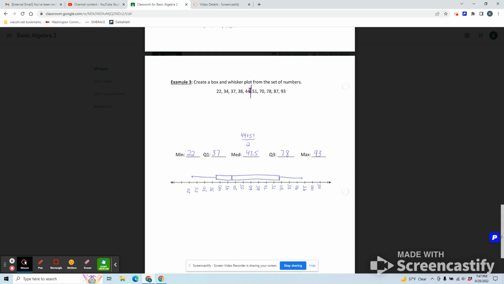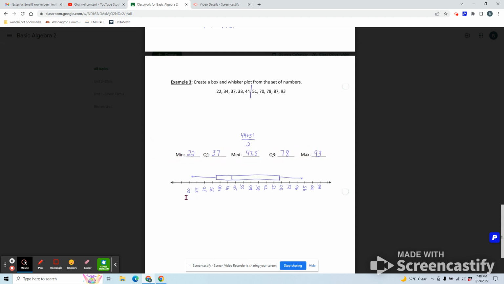So once I have my median, I drew my line in here. Here's my middle number, my median right in between the two. I look at these numbers, and I find the middle number from there, and that's my quartile 1. So 37 is the middle number. Now I look on the right side. The middle number of those numbers is 78. That's my third quartile. I have my 5-number summary.